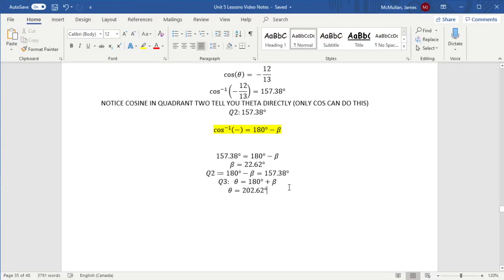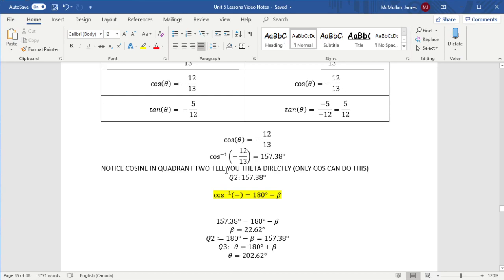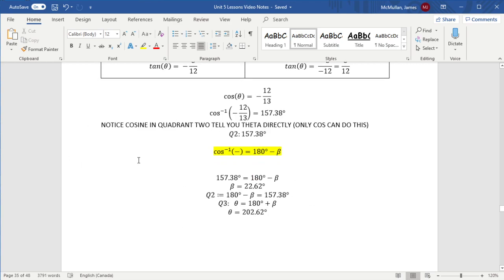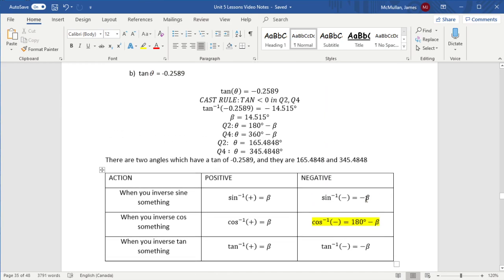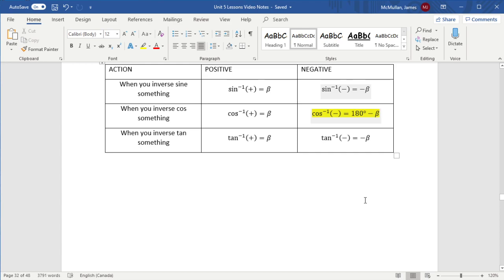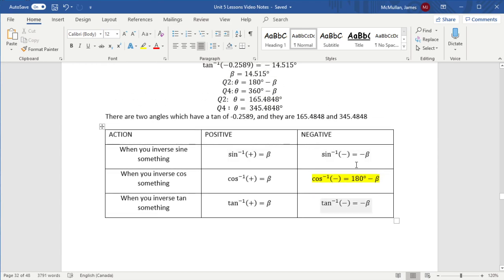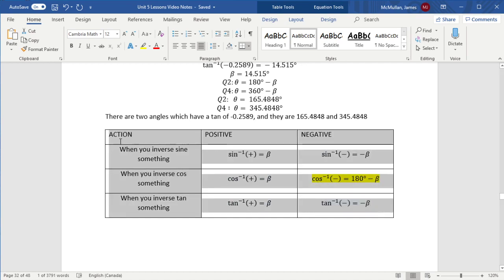Okay? So that's, again, a really difficult concept today. As you do questions, you will get more comfortable with it, but it is difficult to understand. Instead of doing a square root inverse, where it could be positive and it could be negative, here, when you inverse, a bunch of different things happen. Sometimes it tells you positive beta. Sometimes it tells you negative beta. Sometimes it tells you 180 minus beta. Make sure you have this chart nearby when you're working on this unit so that you get the hang of it.